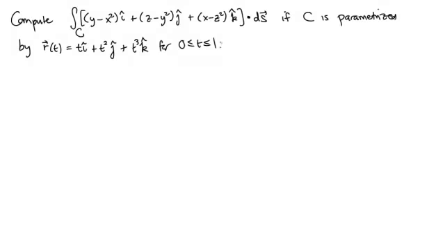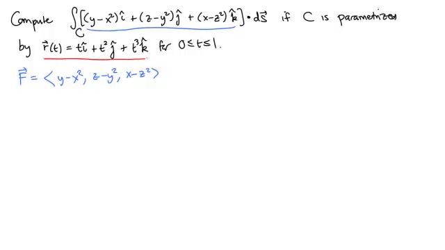Compute the vector line integral of y minus x squared i plus z minus y squared j plus x minus z squared k dot ds if c is parameterized by the vector valued function r of t is ti plus t squared j plus t cubed k. So in this case, notice that our vector field is written right here in standard basis form. Just to make it a little more obvious, the vector field in this problem is y minus x squared, z minus y squared, and x minus z squared. And the curve that we're integrating over has been pre-parameterized for us by t, t squared, and t cubed. So we have all of the facts we need to integrate this.